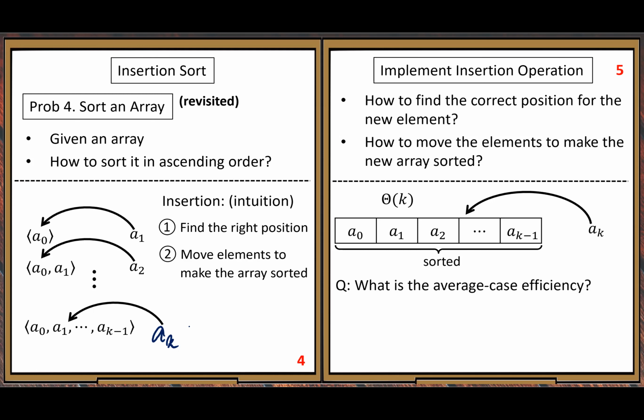What is the average case efficiency? All these cases are distributed evenly, right? But we want to get a precise expression. Is it k over 2, or k plus 1 over 2? The question I put here, I want to make it precise. K over 2 or k plus 1 over 2. Think about that.